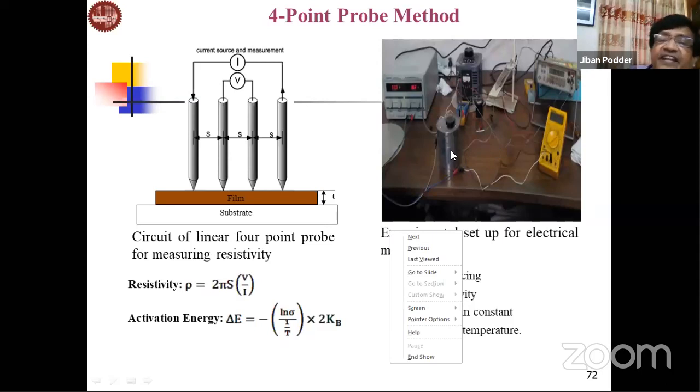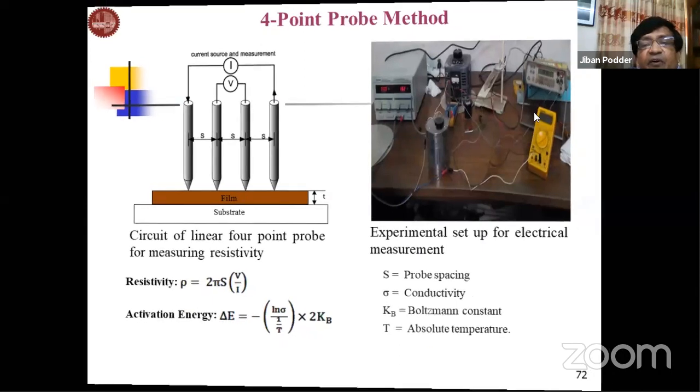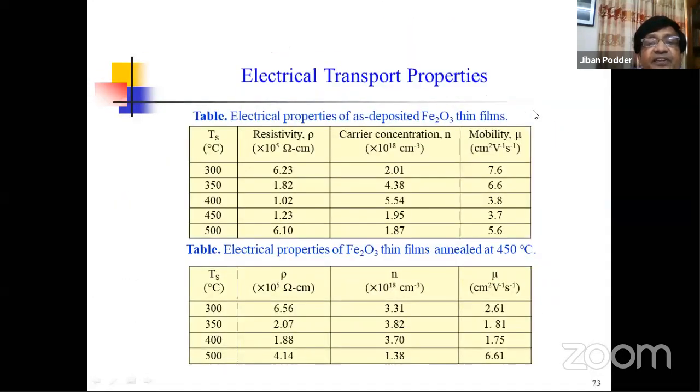We can vary the temperature in the closed system inside the four probe setup, so we can calculate and use this four probe method. That was also developed in our department. Our students have developed this for electrical transport properties. This is very important. We need to test the resistivity.